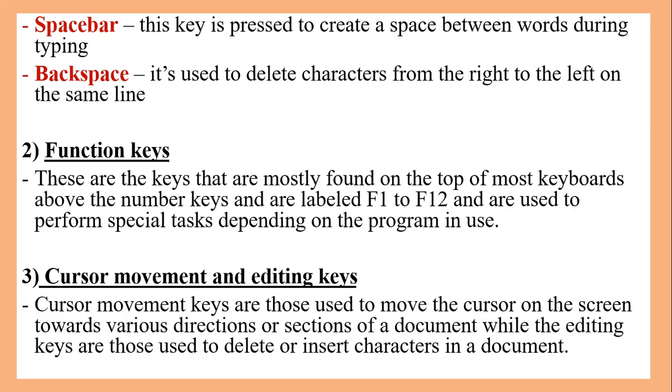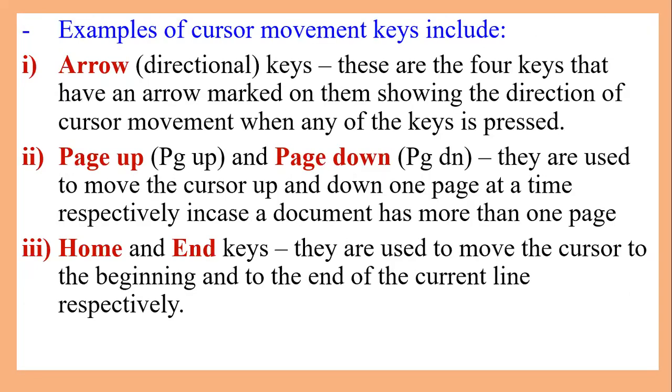The third category of keys is cursor movement and editing keys. The cursor movement keys are those used to move the cursor on the screen in various directions or to various sections of a document, while the editing keys are those used to delete or insert characters in a document. Examples of cursor movement keys include the arrow or directional keys. These are the 4 keys that have an arrow marked on them showing the direction of cursor movement when any of the keys is pressed.